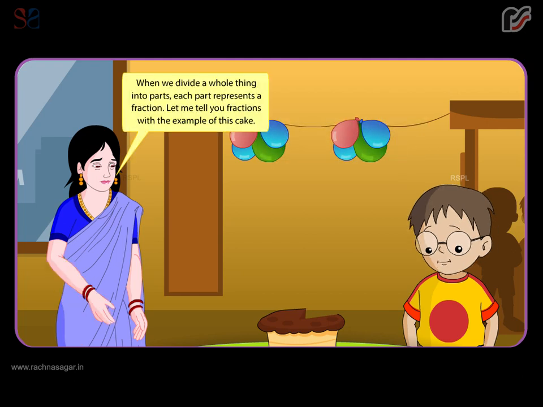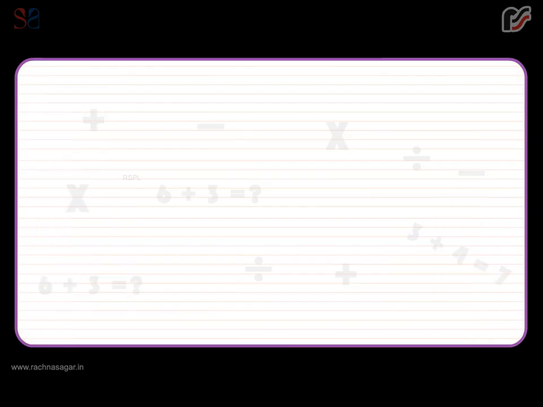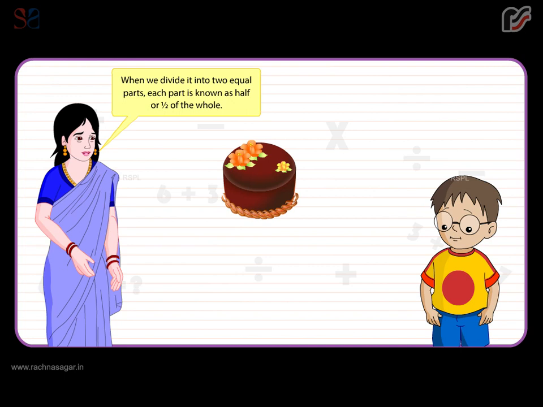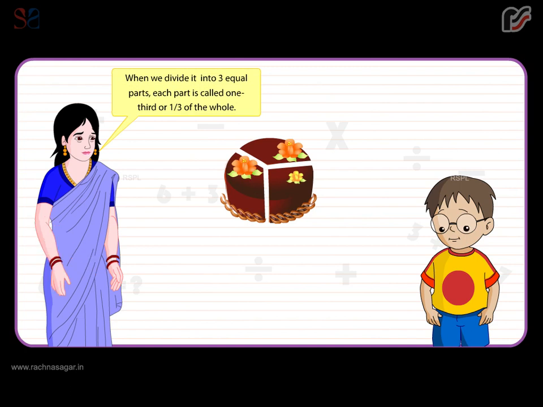When we divide a whole thing into parts, each part represents a fraction. Let me tell you fractions with the example of this cake. This is one whole cake. When we divide it into two equal parts, each part is known as half of the whole. When we divide it into three equal parts, each part is called 1/3 of the whole.